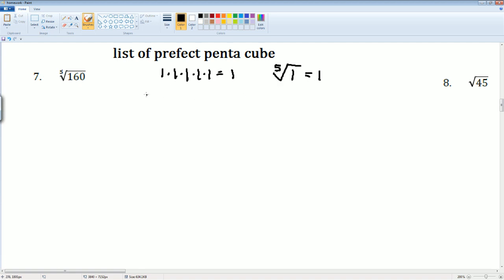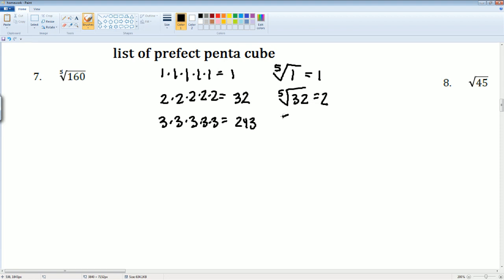Okay, let's try 2. 2 times 2 times 2 times 2 times 2 is 32. So I know that the pentacube of 32 is 2. Let's do 3. I know 3 times 3 times 3 times 3 times 3 is equal to 243. So I know that the pentacube of 243 is 3.